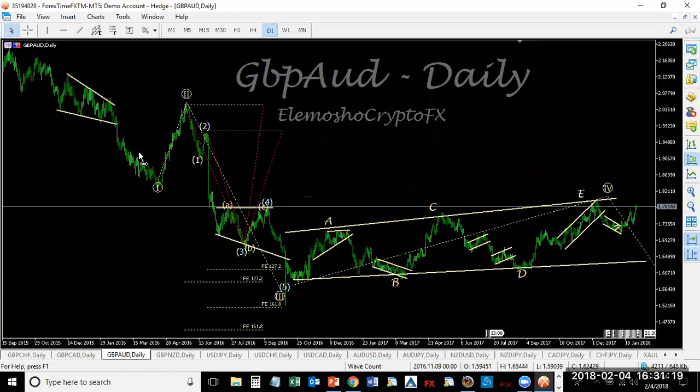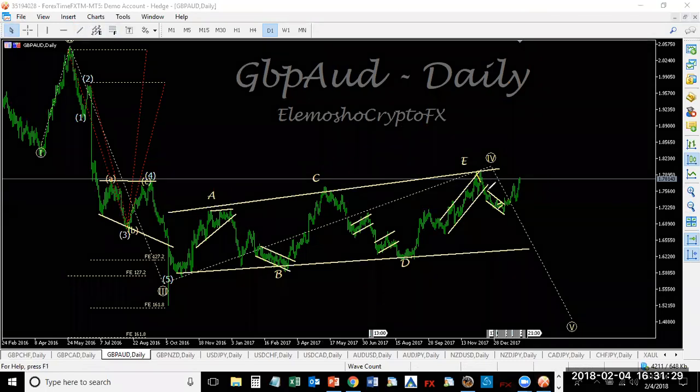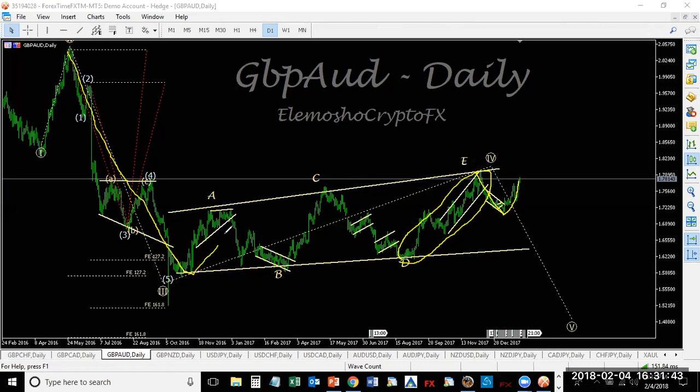Now, clearly for GBP AUD, we are still expecting wave 5. And what the market has done right now is just a retracement of this move to the downside. This is just a correction. Now, the overall correction is not yet completed because clearly we are in an impulse move. After this impulse, we are in a correction, A, B, C, D, E, before we go for the final move to the downside. And right here, we can expect that price can still go lower.